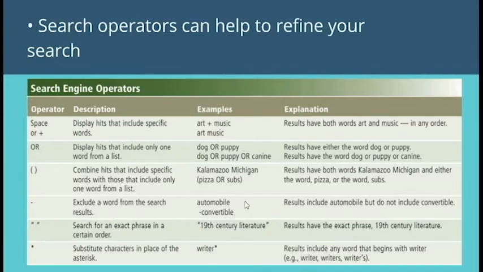So search kag automobile, exclude convertible na mga automobile. So yung i-display is results include automobile but do not include convertible. And then when you use quotation, no? So search for an exact phrase in a certain order. So kung kani siya 19th century literature mong i-search, then isulod yung sa double quotation, so ang result have the exact phrase the 19th century literature.